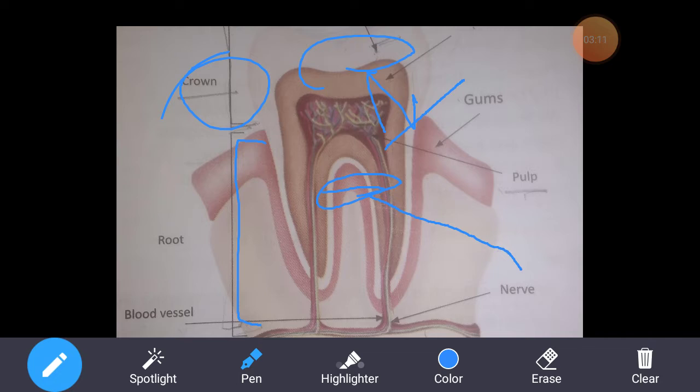So this is the part of the tooth. This is the structure of a tooth. First is enamel, that is the hardest substance. Below the enamel, that is the dentine. Below the dentine, we'll have a pulp, that is the softest part, and it contains nerves and blood vessels. We can also write that tooth has 2 parts, crown and root. Then explain all the parts. So that is all about the tooth.